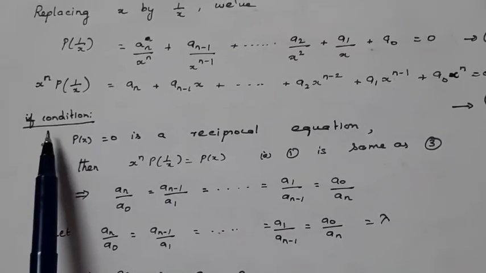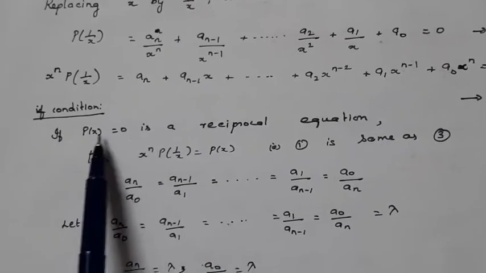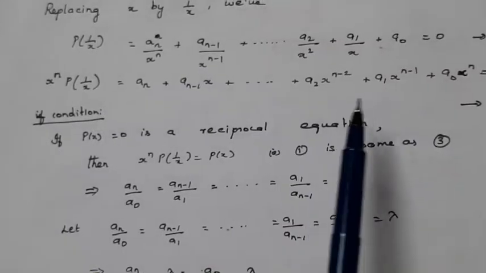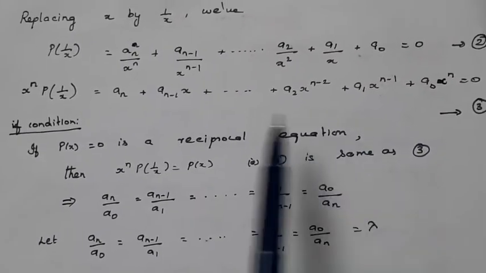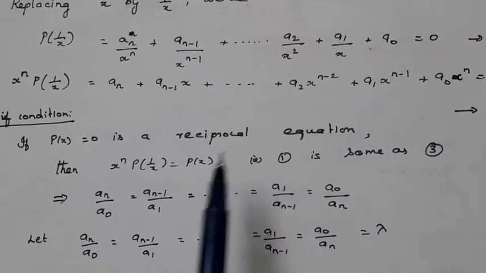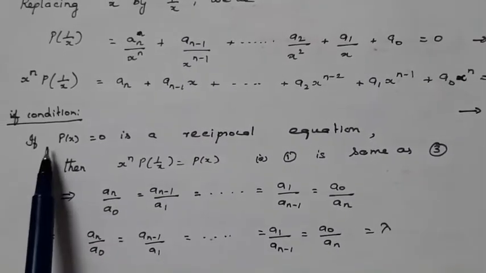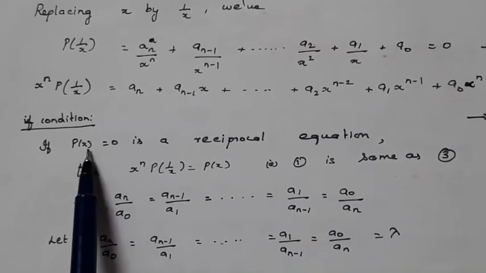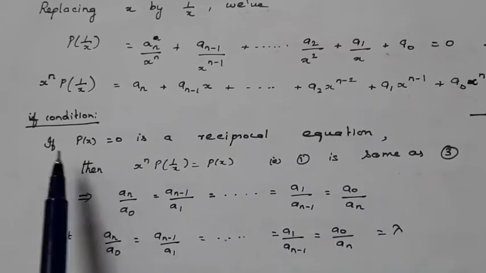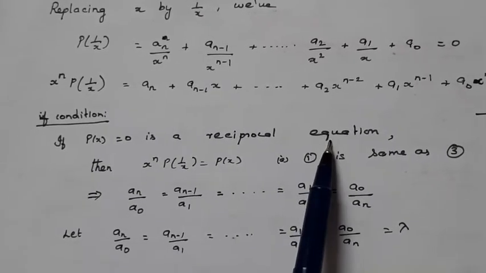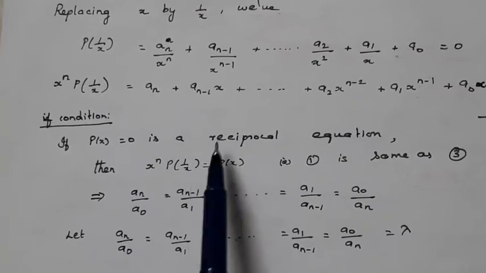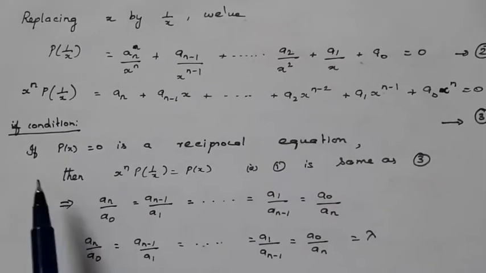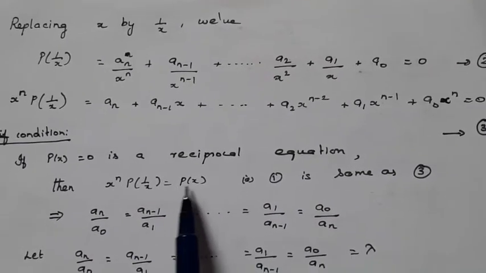Now let us take the if condition. We are going to take p of x to be reciprocal, and we are going to show that a(n) and a0 are equal, a(n) minus 1 equal to a1, etc., or a(n) is equal to minus a0, a(n) minus 1 is equal to minus a1, etc. So if p of x equal to 0 is a reciprocal equation, then according to the definition of a reciprocal polynomial, x power n into p of 1 by x will be equal to p of x.